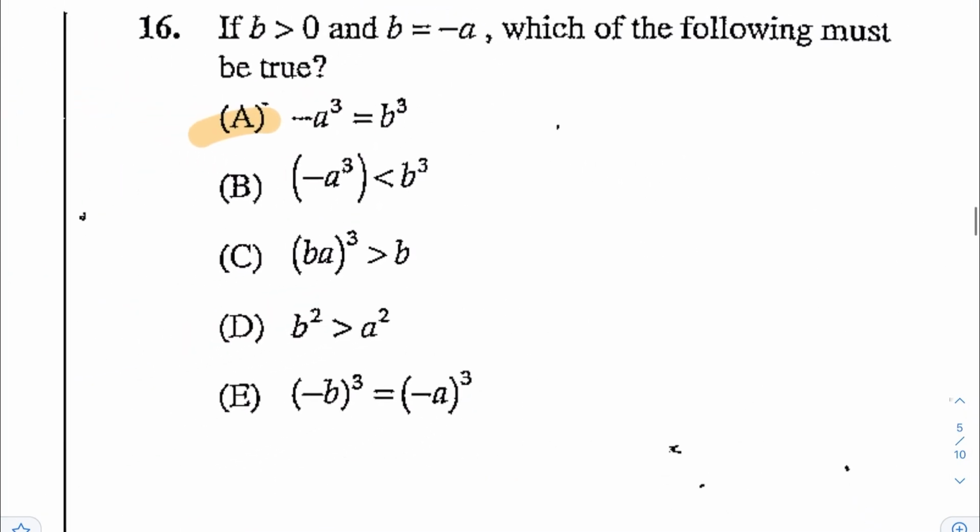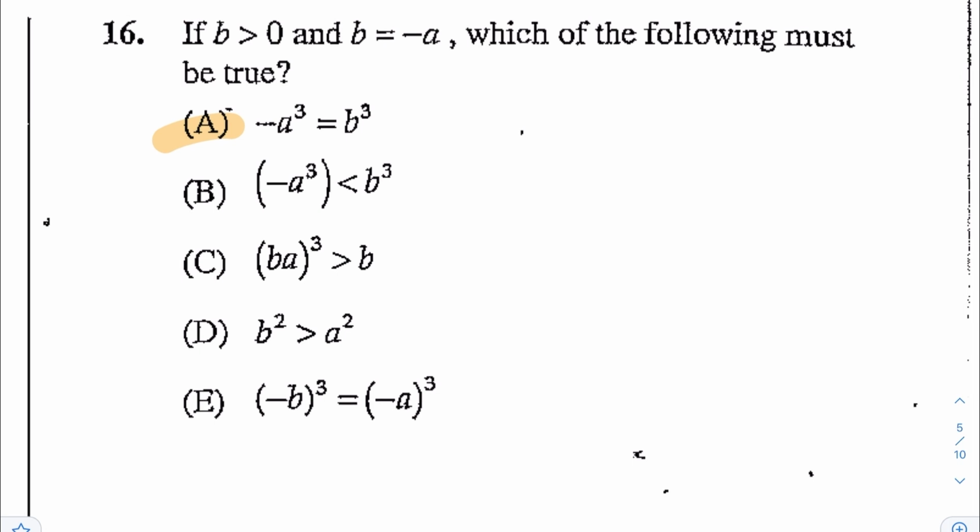All right, next for number 16, if b is greater than 0 and b is equal to negative a, which of the following must be true? So again, must means 100% true. And to do these questions, it's really helpful if you substitute in numbers and then just go through all the choices and use process of elimination.